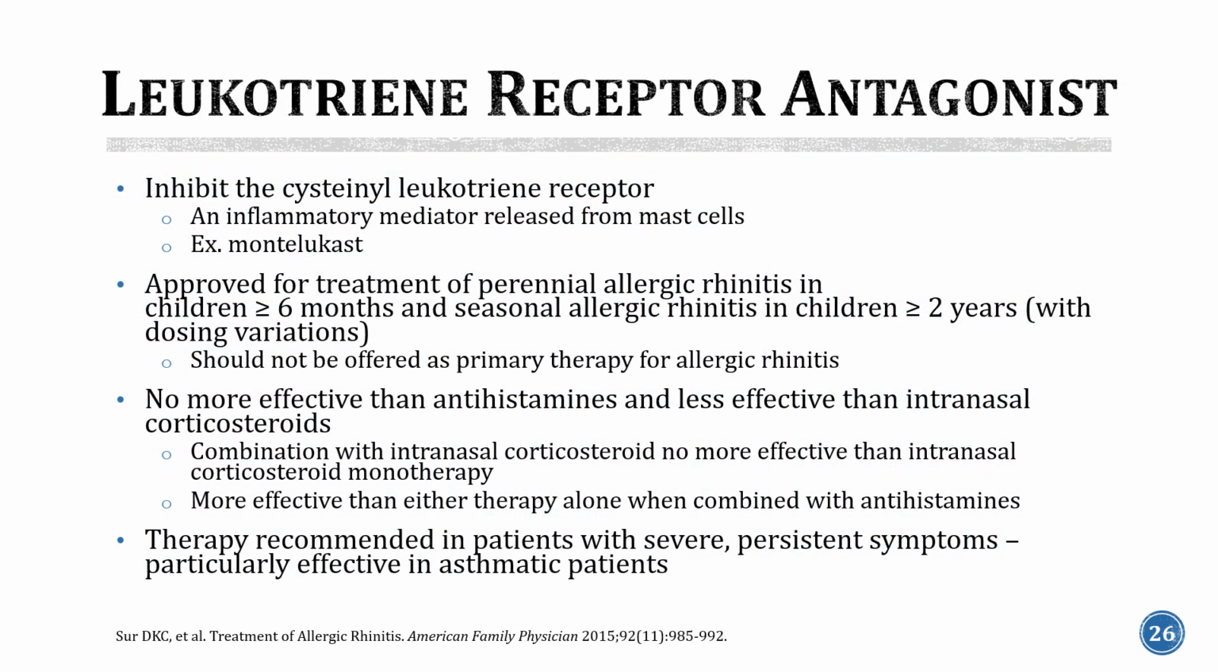Another class of medications, as I mentioned before, is the leukotriene receptor antagonist. This is a prescription medication. These medications inhibit the cysteinyl leukotriene receptor, which is one of the inflammatory mediators that the mast cell releases. So both montelukast and zafirlukast are in this class, but only montelukast, also known as Singulair, is used for allergic rhinitis. They're generally used for asthma. It's used for those with perennial allergic rhinitis, and it can be used in children 6 months or older. However, if it's specifically for seasonal allergic rhinitis, it should only be used for those who are 2 years and older.